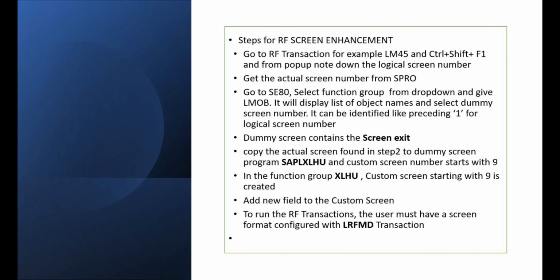Here I explain the steps required for RF screen enhancement. In the first step, we have to get the logical screen number. To get the logical screen number, we have to go to the RF transaction, in this case LM45. There we have to use Control Shift F1. A pop-up will be opened. From that pop-up, we have to get the logical screen number. In the second step, we'll get the actual screen number from SPRO.